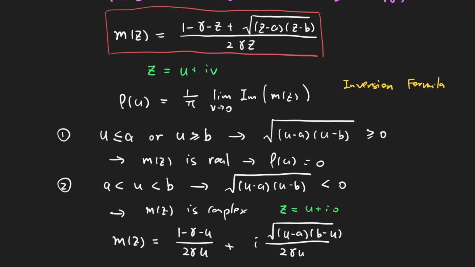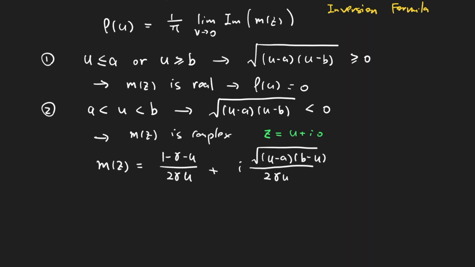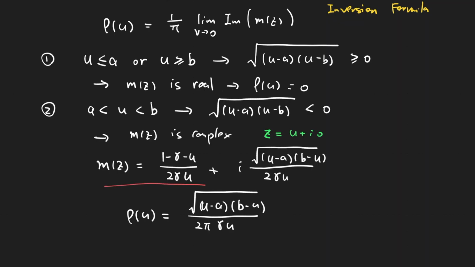Now this is very nice, right? So we just basically grab the imaginary part, and that gives us the density function, right? So the density function rho of u equals, we just divide that by pi, right? We have 2 pi gamma u, and then the square root of (u minus a) times (b minus u), right? And this is exactly the Marchenko-Pastur distribution. This is a full derivation.